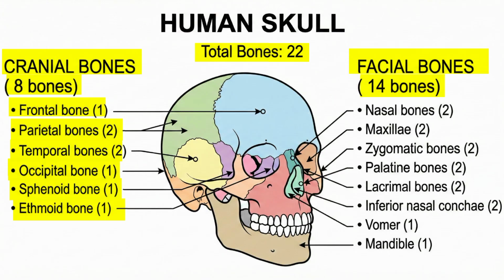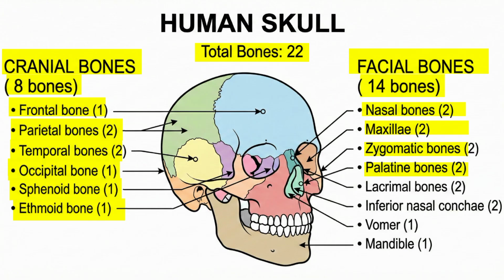These bones are called facial bones because they form the face. They are nasal bones, 2. Nasal bones are the hard bones on the upper part of the nose. They are 2 small bones that give shape to the nose. Maxillae bones, 2. Maxillae are the 2 bones that form the upper jaw and hold the upper teeth. Zygomatic bones, 2. Zygomatic bones are the cheekbones.